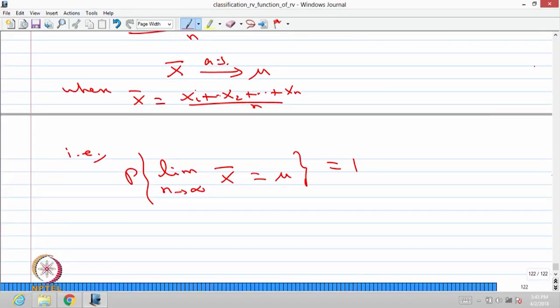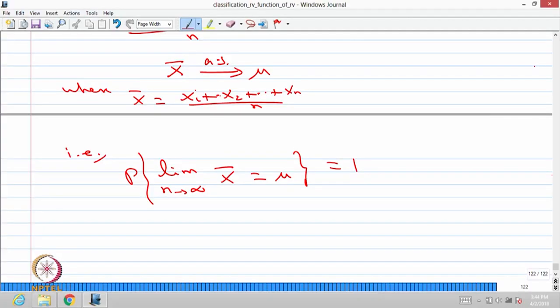That means if you collect possible outcomes in which x bar of omega tends to mu, and those possible outcomes have probability put together equal to 1, then we can conclude x bar converges to mu almost surely. So, without proof we are giving the strong law of large numbers. And the word strong is here because convergence almost surely is the strongest one. Whereas, the weak law of large numbers involves convergence in probability. Convergence almost surely is what is called the strong law of large numbers.